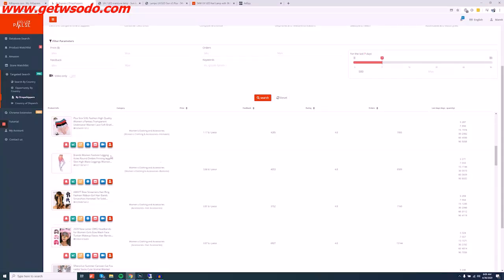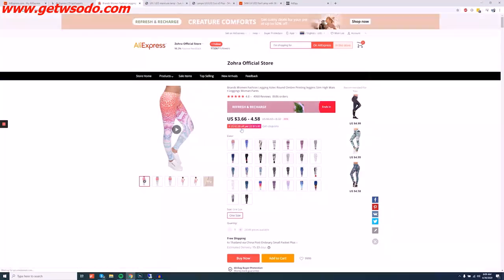Now this is definitely a more unique product. It's moving 500 plus units in a week. It has sold 8,000 units total, and it is currently $3.66 a piece. Now, I'm not sure if that's including shipping, so let's click on this and see what the price actually is. So it's $458, one size, free shipping, I guess, via China Ordinary Post.